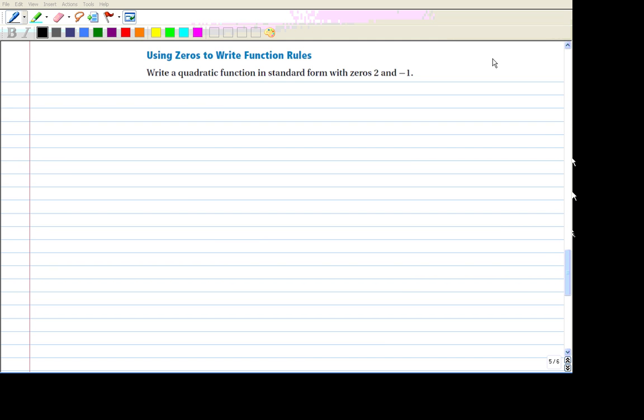Okay, now these are kind of fun. We're going to use the zeros to write the function. So we're going to go backwards from what we were doing just a moment ago. So here it gives us the zeros 2 and negative 1. So that means our solutions are x equals 2 and x equals negative 1. Okay, so first let's make these things equal to 0. So I'm going to get x minus 2 equals 0 and x plus 1 equals 0.